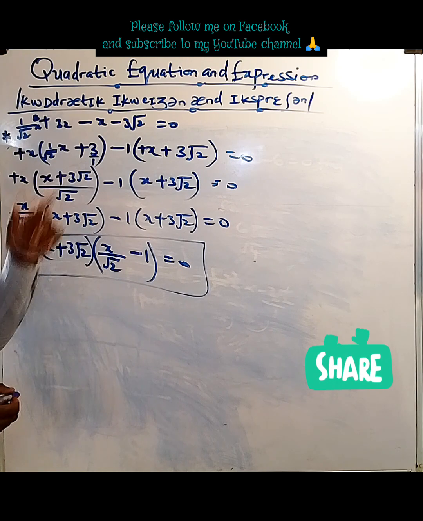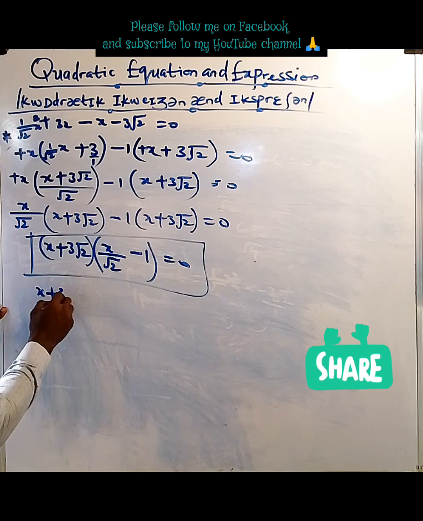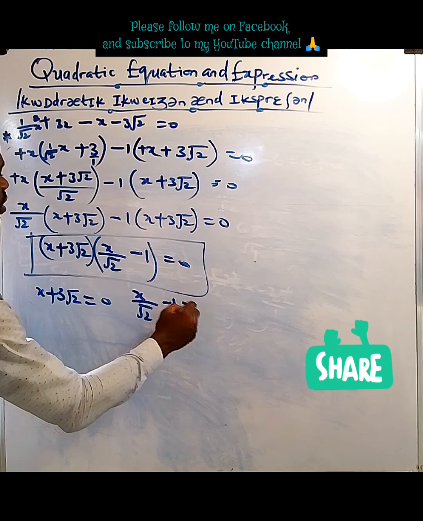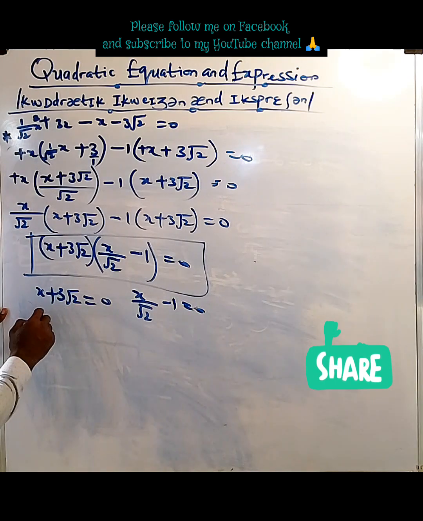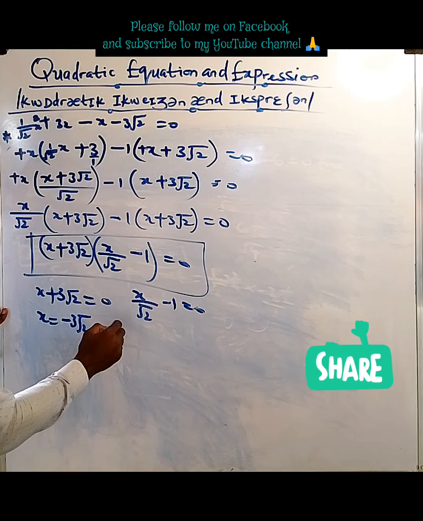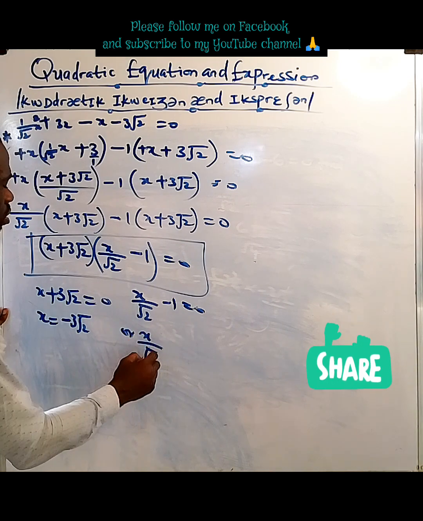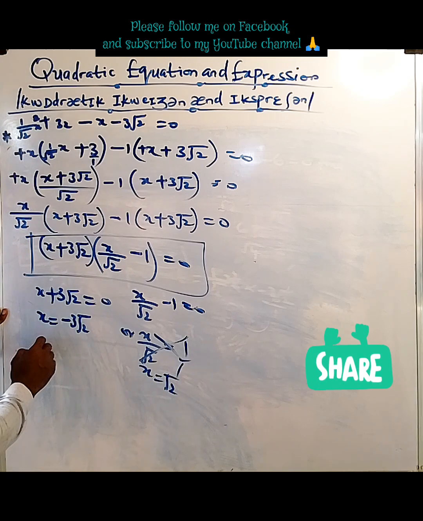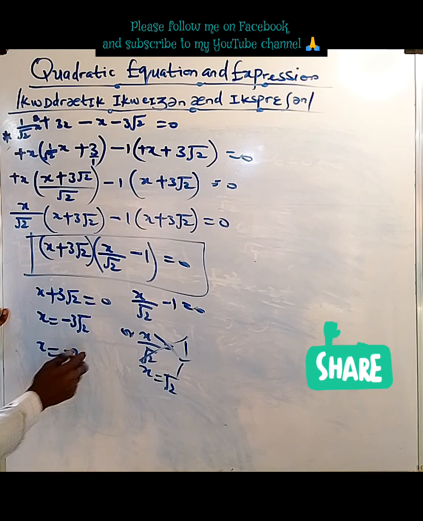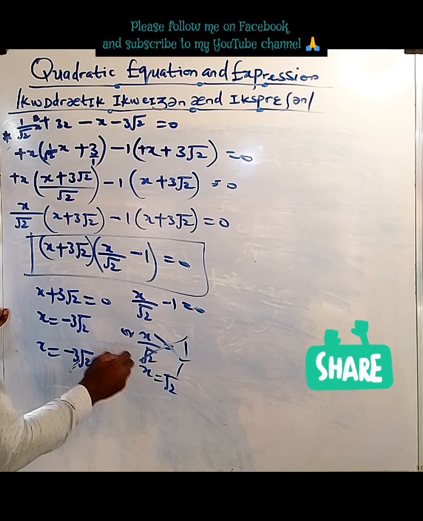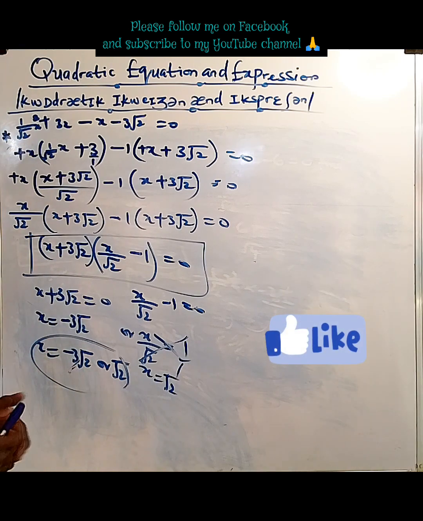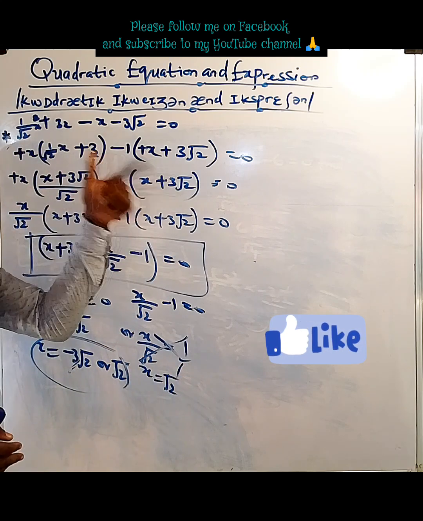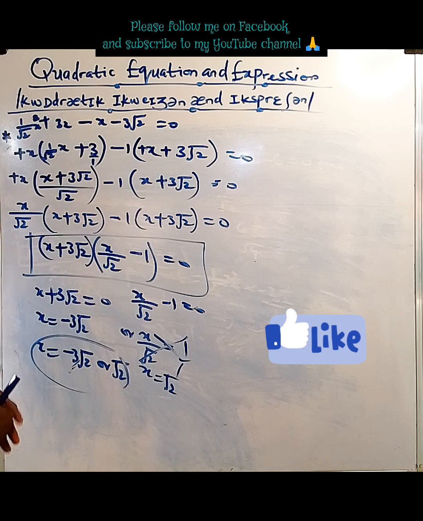So how do we get the values of x? We have to get the values of x. So that's x plus 3 root 2 equals 0, and then x over root 2 minus 1 equals 0. We send this to the other side. x is minus 3 root 2. Or that's x over root 2 equals 1. Cross multiply. x here is root 2. So x is minus 3 root 2 or root 2. These are the values for x, as simple as that. Now the fact is when you expand this, you're going to get that very quadratic equation back. So as simple as that.